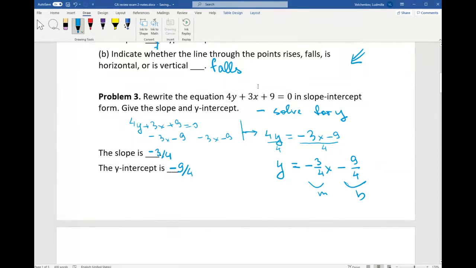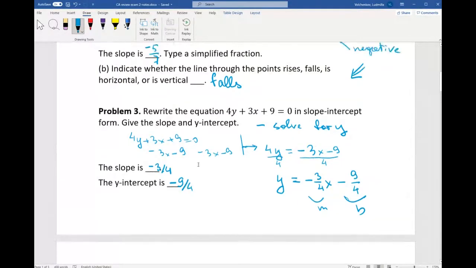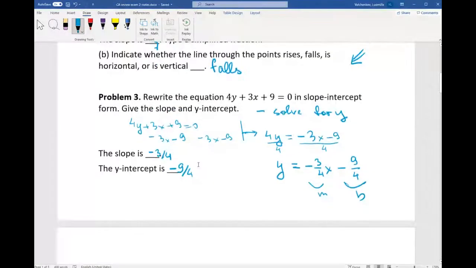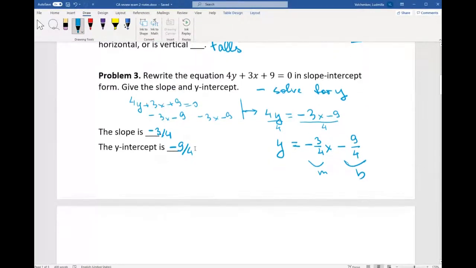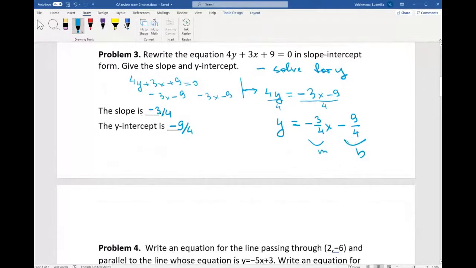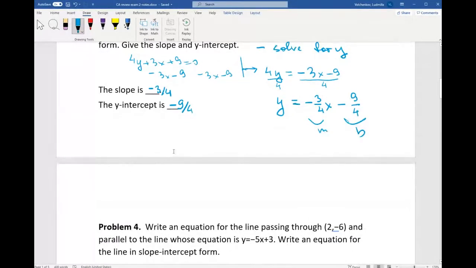Most of the questions are fill-in-the-blank questions, so you will have to type the answers. You can type fractions with a slash. Don't use the math feature. I'm not sure whether it will recognize it. Just type it with a slash.